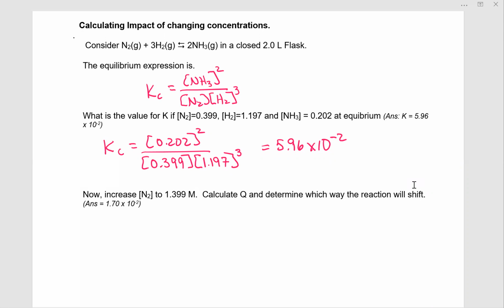Now, what we're going to do is increase the nitrogen to 1.399 molar. So we've taken our nitrogen and we have increased it. We're going to calculate Q and determine which way the reaction will shift based on the value of Q. And it should jive with what qualitatively you would predict. And so we'll talk about that after you do the calculation. So now I want you to calculate Q. So pause and calculate Q.